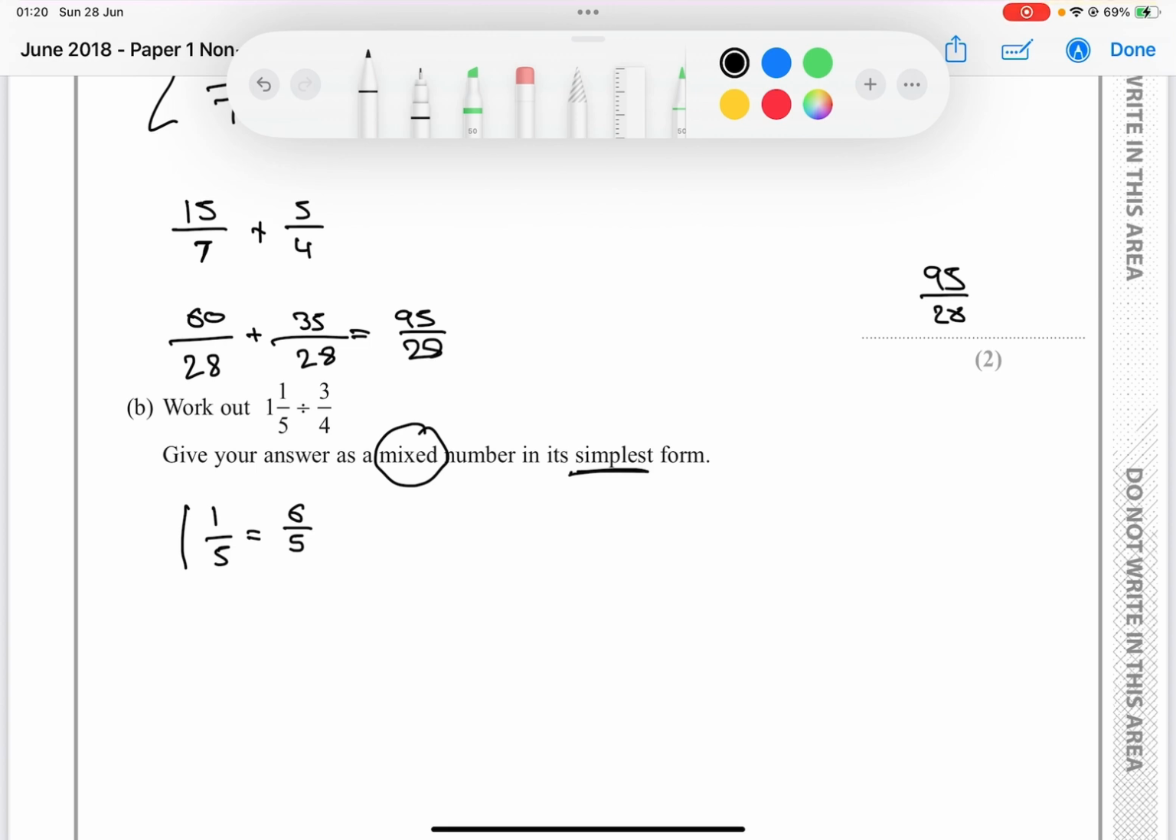Okay, and the 3/4 will just stay like that. Okay, so we have 6/5. Actually, I can't even see 6/5. 6/5 divided by 3/4.